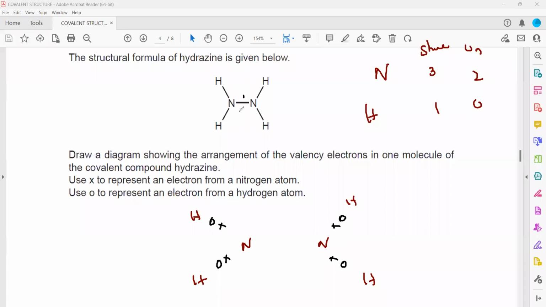Between the two nitrogen atoms there's a line, so there will be a shared pair of electrons between the two. And unshared will be 2, so we have to draw 2 unshared electrons on each: 1, 2 here and 1, 2. Then draw the circles. For each hydrogen circle, it should have only 2 electrons.